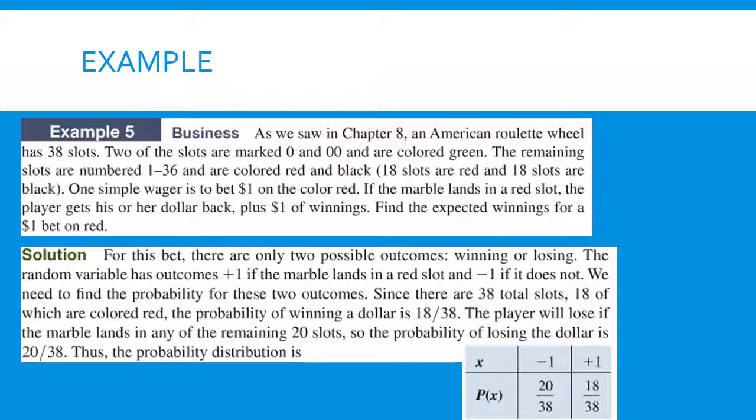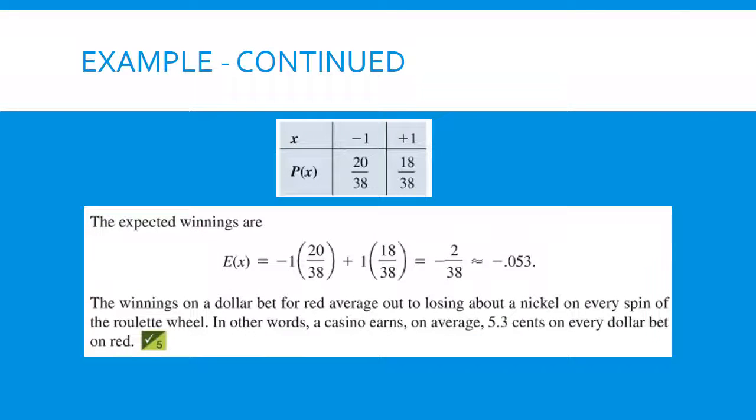So here's our little probability distribution table. We multiply everything out. We see that in the long run, you're going to lose 5.3 cents on every dollar bet on red. And keep in mind that that's one of your safer bets because there are so many red slots. So in the long run, you're going to be losing.